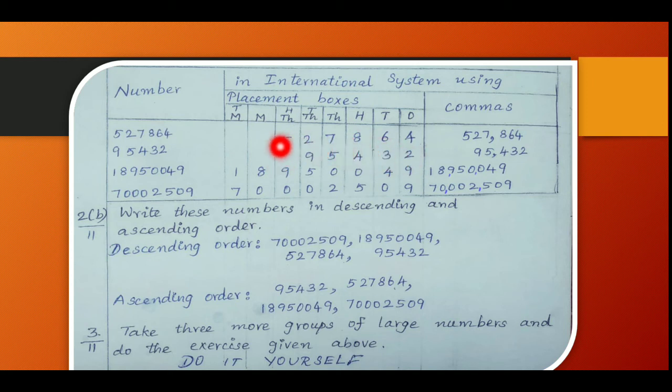The first number starts with 500,000 plus 20,000 plus 7,000, which means 527,000. Then 864. Okay. Now write the number as it is. Then put the first comma after 3 digits. Second comma should be placed after 3 digits in international system. But we have only 3 more digits. No need to put the second comma.